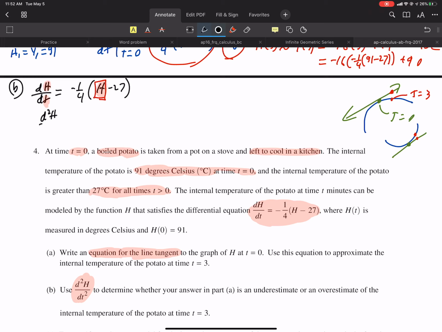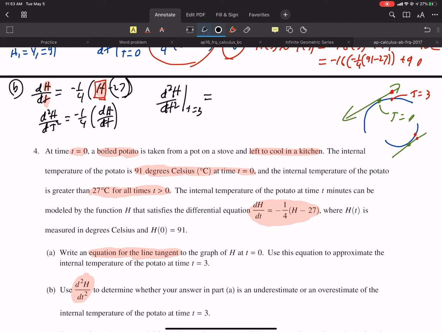So when we take the derivative of the left side, we get the second derivative. Negative 1/4 is a constant in front of a function. I just copy that constant. And what's the derivative of h? If h is a function, the derivative of h with respect to t is dh/dt. The derivative of 27 is 0, so that's gone. Now we just have to figure out what this is. So they want the second derivative when t is 3.